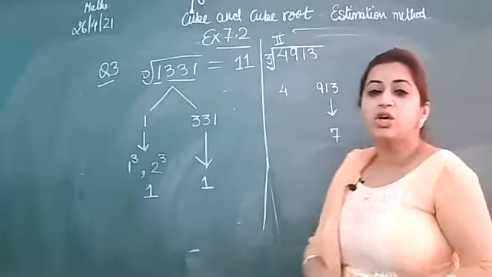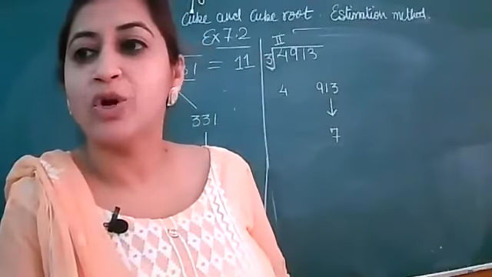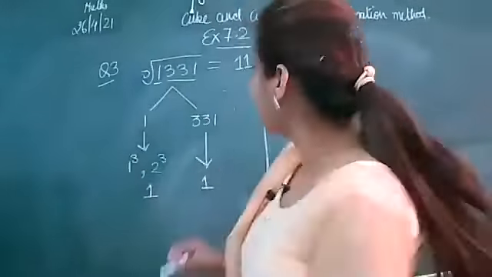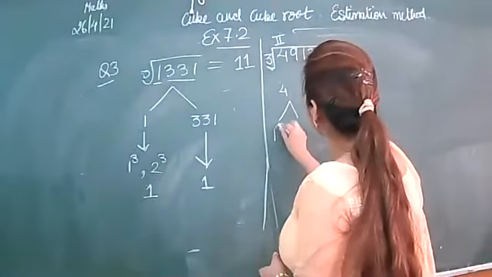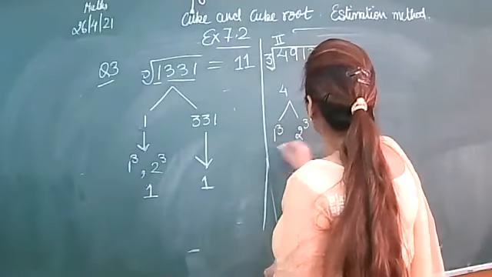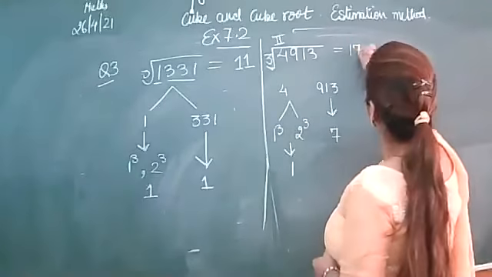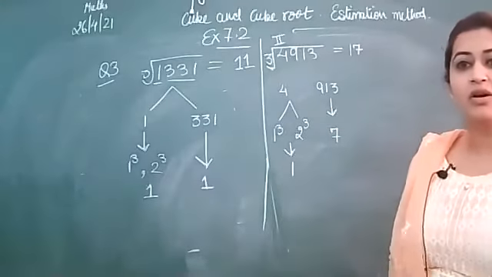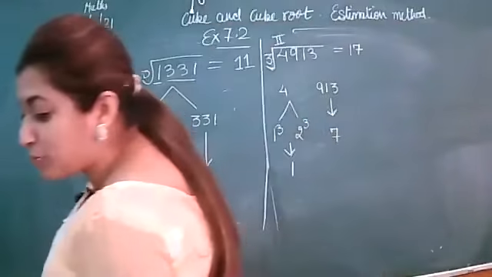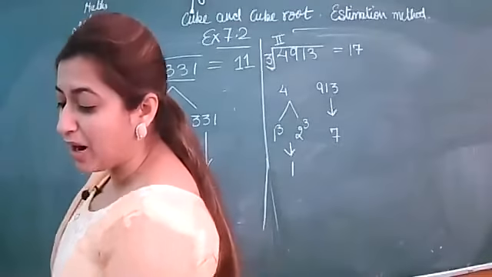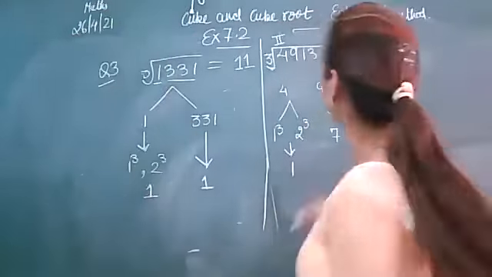4 lies between 1 cube and 2 cube, and the smallest of these two is 1. So your answer becomes 17. Got it? Got it, beta? One more part I am discussing, and the remaining one you will do on your own.